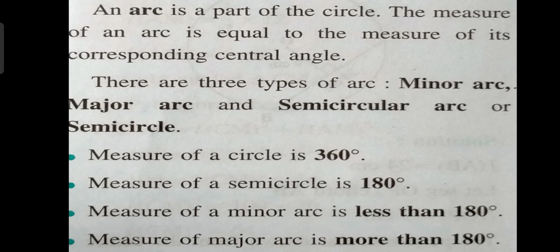An arc is a part of the circle. The measure of an arc is equal to the measure of the corresponding central angle that we have seen. So let's just go through it fast. There are three types of arc: minor arc, which is less than 180 degrees, major arc, which is more than 180 degrees, and semicircle arc, or semicircle, that is equal to 180 degrees.